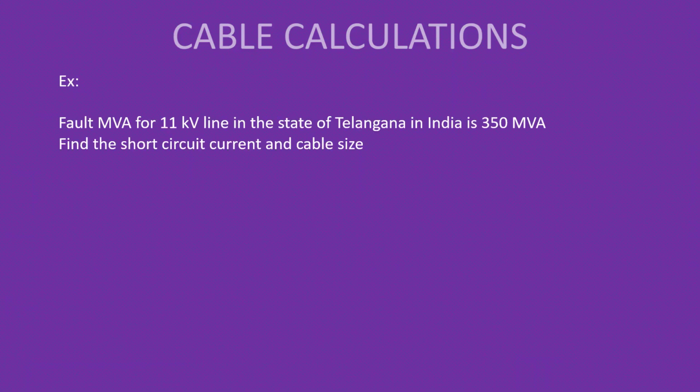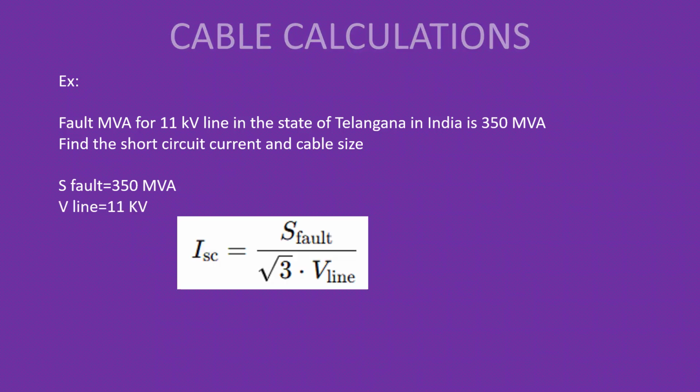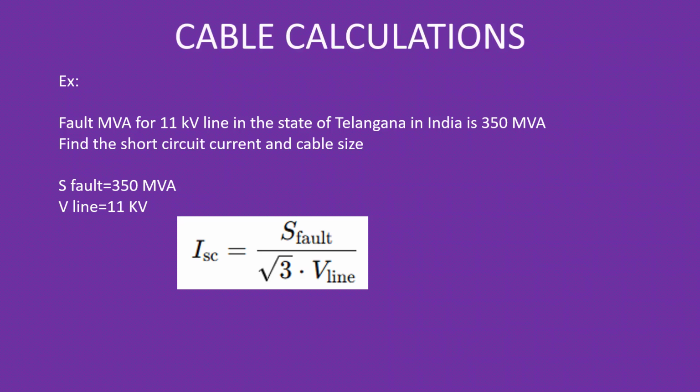Let's solve a problem. Fault MVA for an 11 kV line in the state of Telangana in India is 350 MVA. Find the short circuit current and cable size. This is a practical scenario. If you are a designer, you will face this scenario. So, S fault, the fault MVA, equal to 350 MVA. V line voltage equal to 11 kV. What is the equation? Short circuit current equal to S fault MVA divided by root 3 into line voltage.